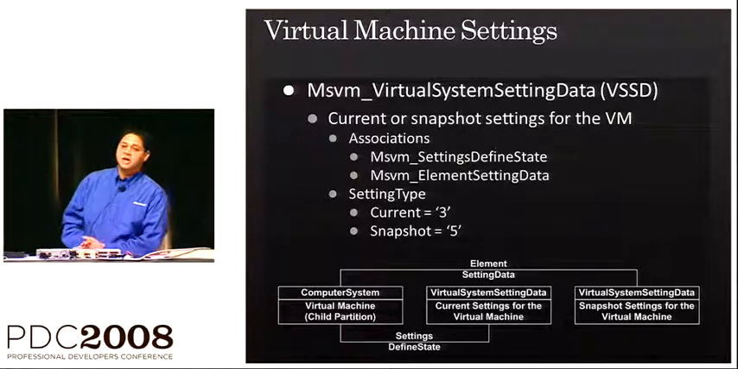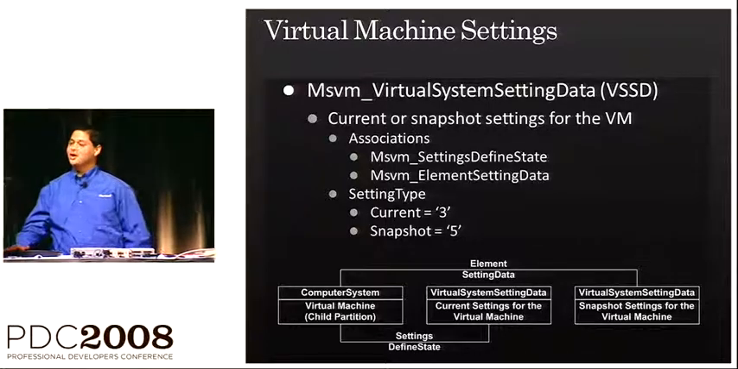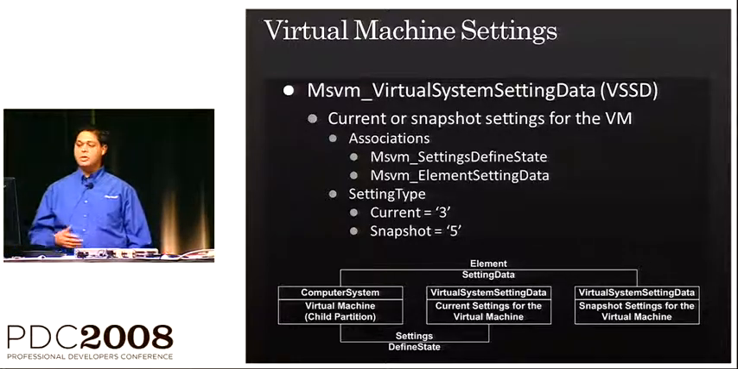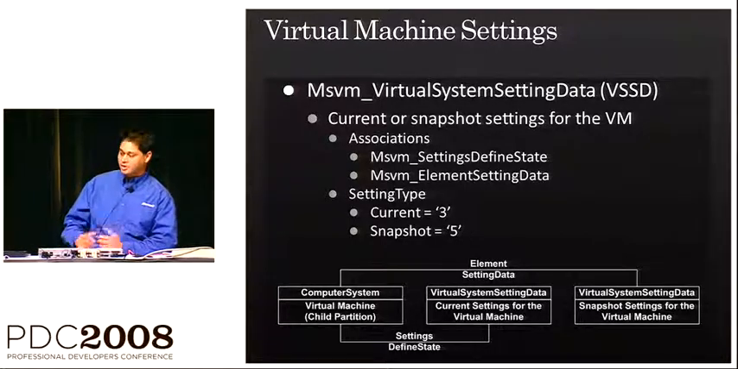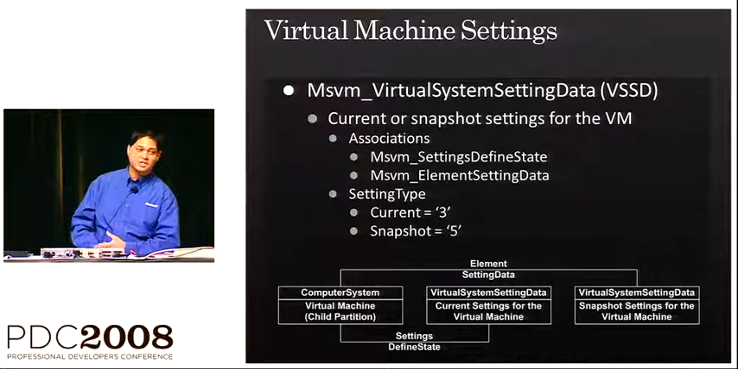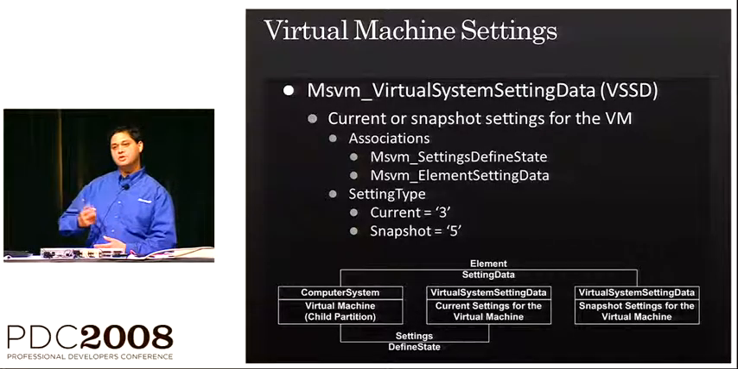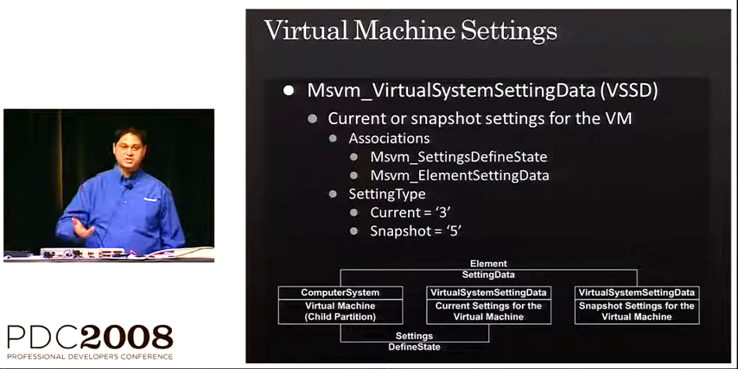So the virtual system setting data objects, we abbreviate this as VSSD just because it's a bit of a mouthful to talk about. These, as I said before, represent the current or the snapshot settings for the VM. The best practice way to tell them apart is via the associations that we talked about, SettingsDefineState and ElementSettingData. There's another way you can tell them apart, which is a property called SettingType. If you look at that property, there are 2 values that we use there. One is 3, which means this is the current setting, and the other is 5, which means this is a snapshot.